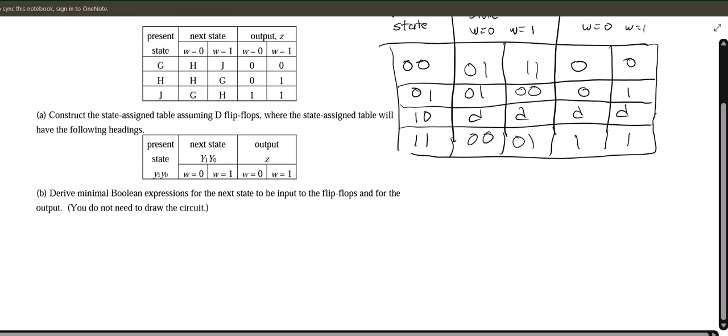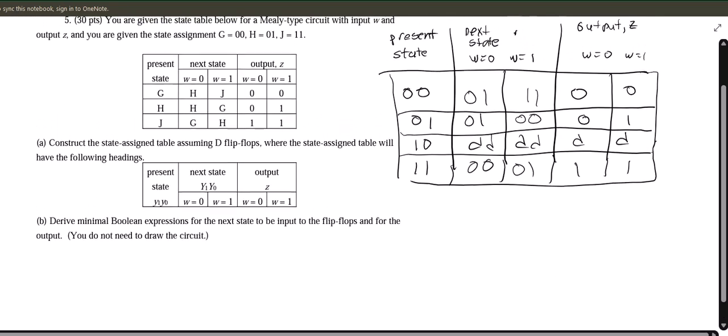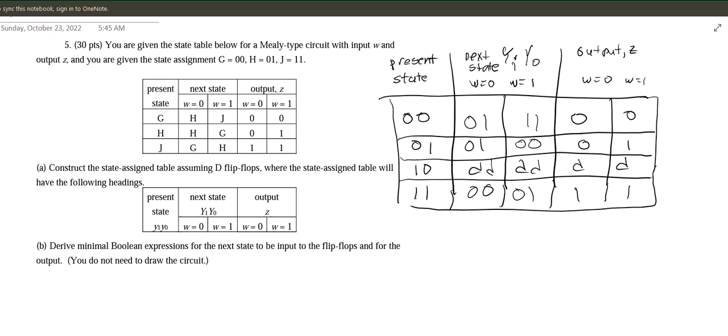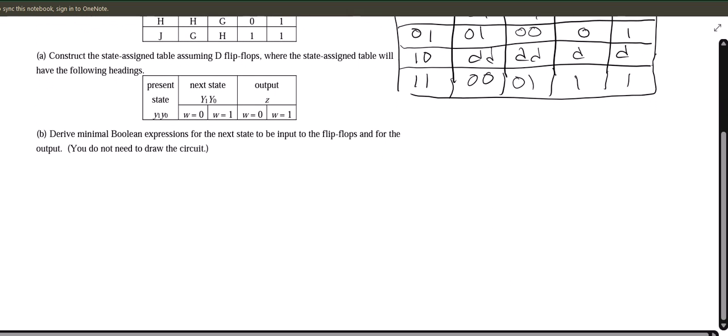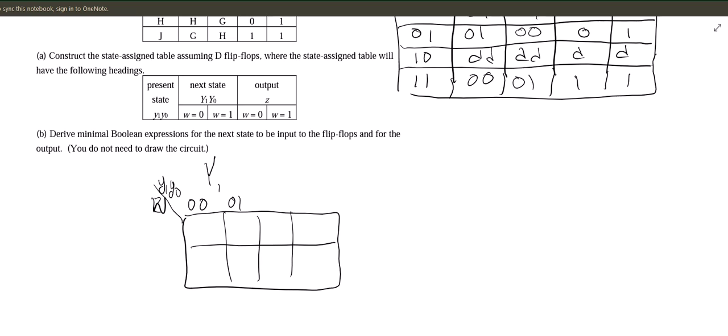Now we need to derive minimal Boolean expressions for the next state. And so here's what we're going to do. I should make these D. Okay, so I'm going to start with, and I should have written this as Y1, Y0 there. Okay. So let's start with Y1. That's supposed to be a W.